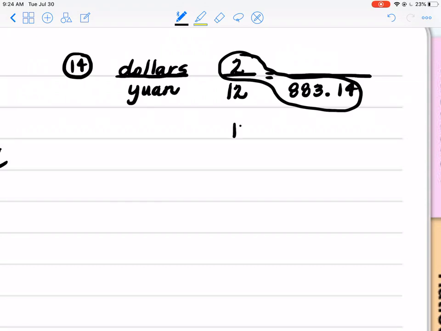So this is 1766.28 divided by 12 is 147 US dollars and 19 cents. And that is answer A.